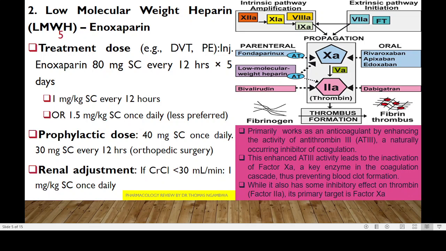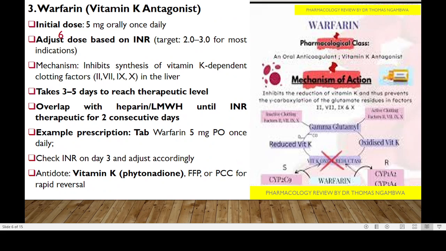So this drug primarily works as an anticoagulant by enhancing the activity of antithrombin 3, a naturally occurring inhibitor of coagulation.